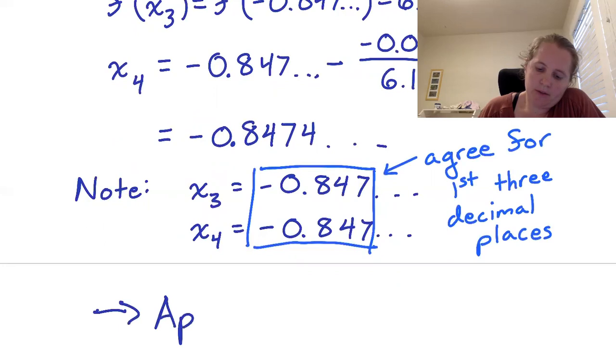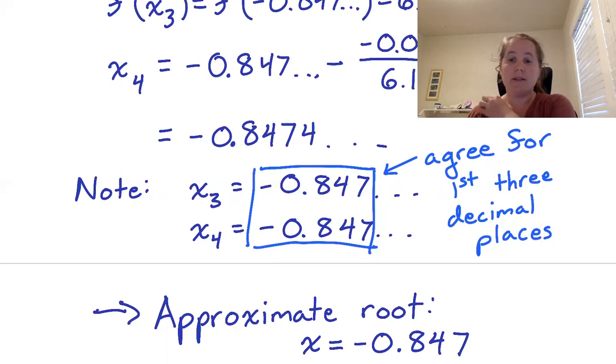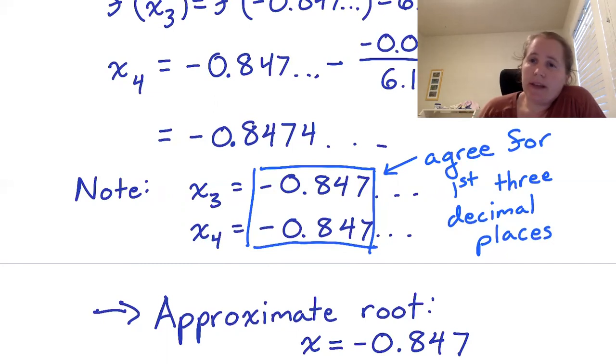So our approximate root will be x equals negative 0.847. So this is how Newton's method works. In an ideal situation, we only have to go out to x3 or x4. We don't have to keep going much further for finding a root. You certainly can program Excel or some other program like Mathematica to run through and do these iterations for you. But it's not so bad doing it by hand when you only have to do a few iterations of the algorithm.